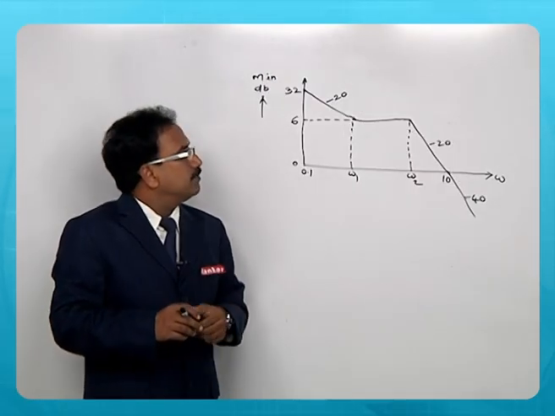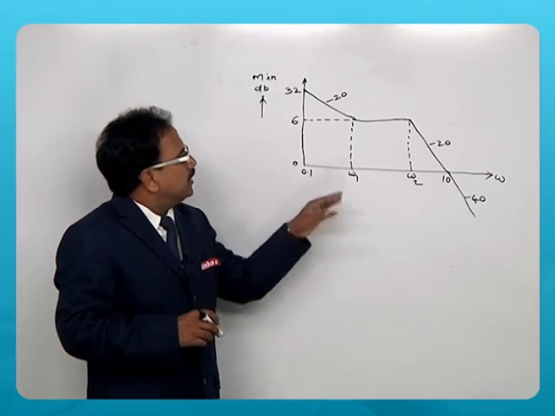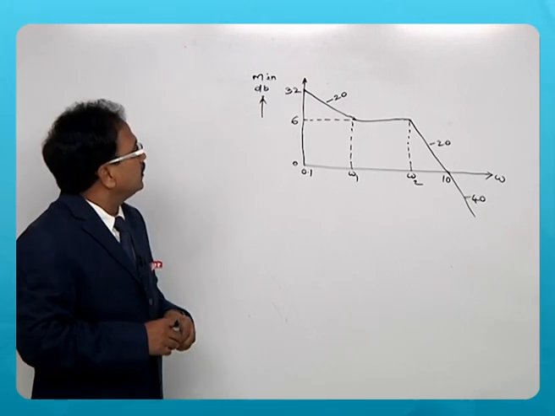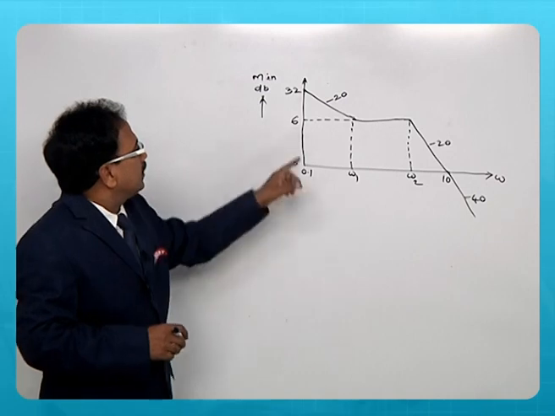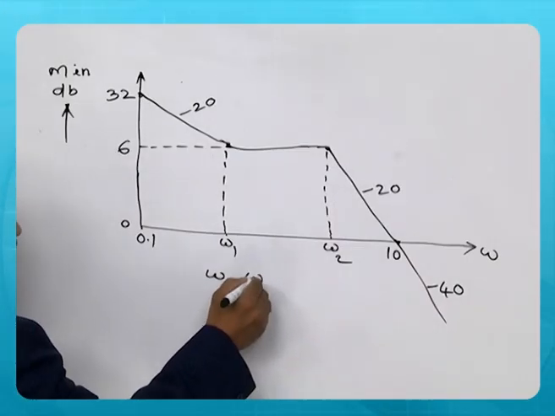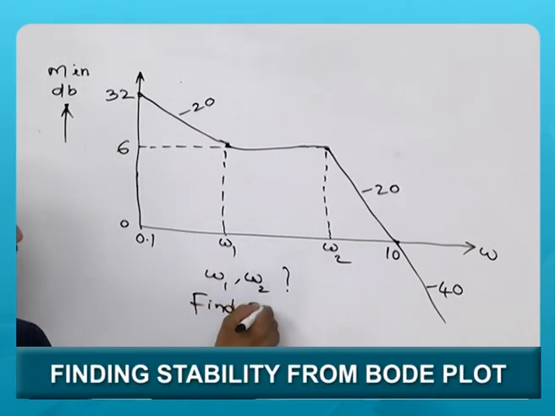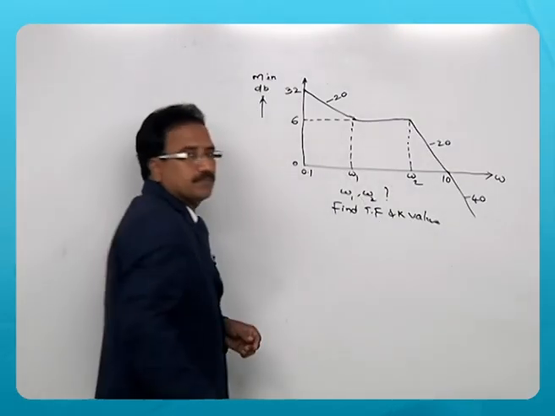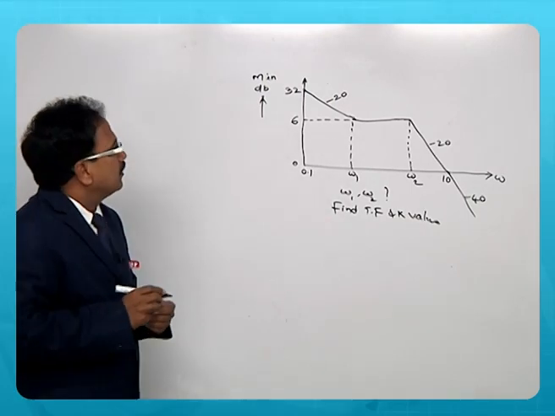This is the Bode magnitude plot, and from the data given, we can see the slope begins from 32 dB, and at minus 20 it continues up to 6. The question here is to find the values of omega 1 and omega 2, and also find the transfer function and the k value. So many parameters can be determined from the given magnitude plot.